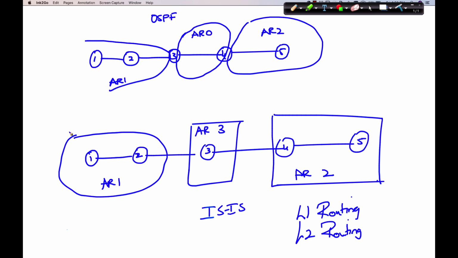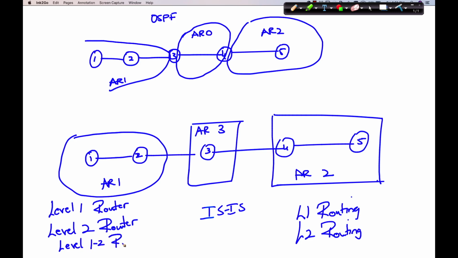Now, there are three different types of routers in ISIS. We have level 1 router. We have level 2 router. And then we have level 1-2 router. Now, what exactly is this? Based on the type of router, that would determine what database you are going to maintain. Now, all routers are by default level 1, level 2 routers, which means they would run 2 SPF or they would maintain 2 databases, one for level 1 routing and one for level 2 routing.